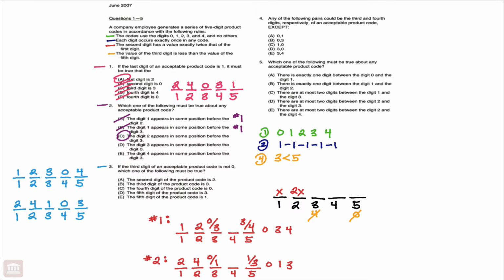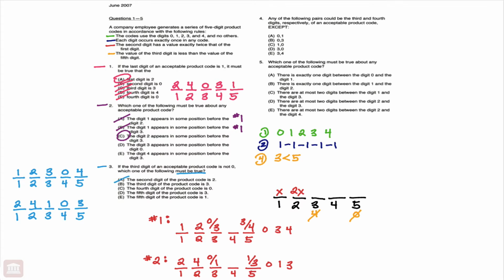And again, we're looking for what must be true. So let's take a look. A, the second digit of the product code is 2. Well, that's definitely possible in our first scenario. It doesn't have to be true because in scenario 2, the second digit is 4. So A is not necessarily true, and A is out.